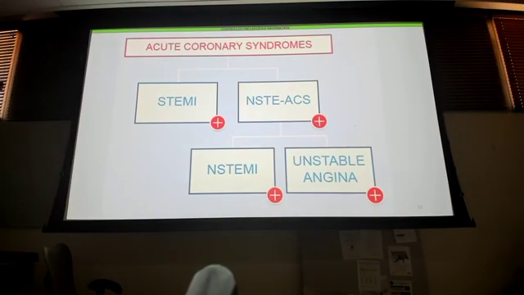If you wanted to see kind of how these are divided, so you got STEMIs, or the ST elevation MIs, and then you have the non-ST elevation acute coronary syndromes, which are comprised of the NSTEMI and the unstable angina. So basically just a different way to look at the delineation between the two forms of acute coronaries.